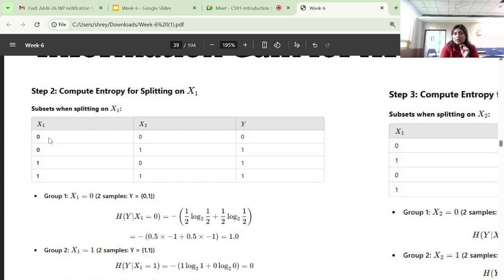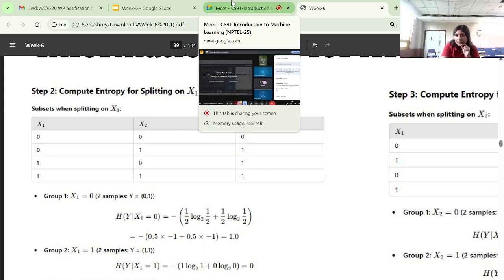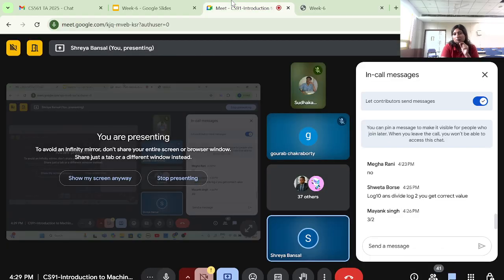When you choose x1 equal to 0, only the top two rows are chosen, in which one is 0 and one is 1 in y. So that means 0.5 probability for both classes. If you choose x1 equal to 1, there is only 1 in the y class. It is not impure, it is completely pure and has no information. So if your x1 is 1, your y will be 1. There is nothing to explore. So here we will be creating these two groups. Just see this, and if you have any doubt, please let me know.